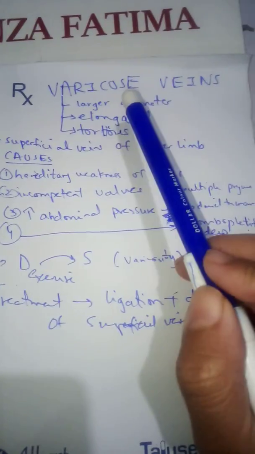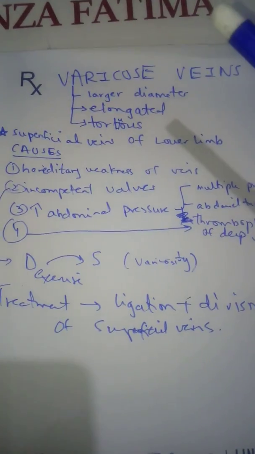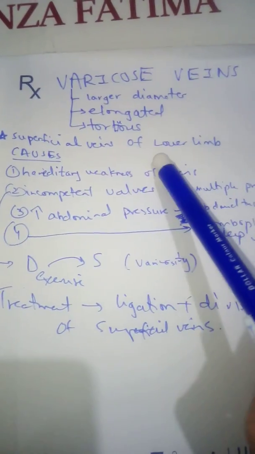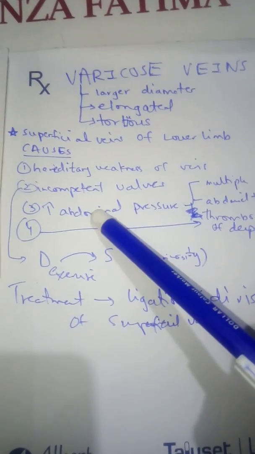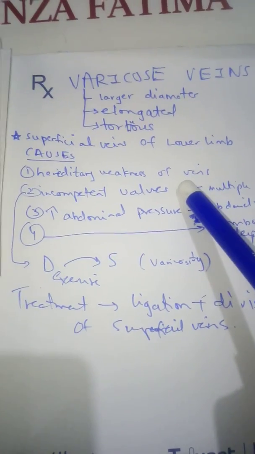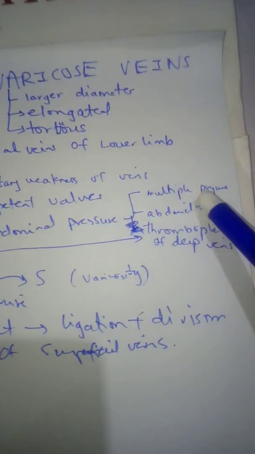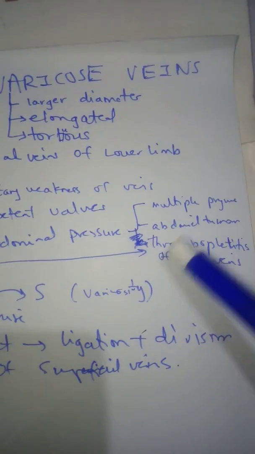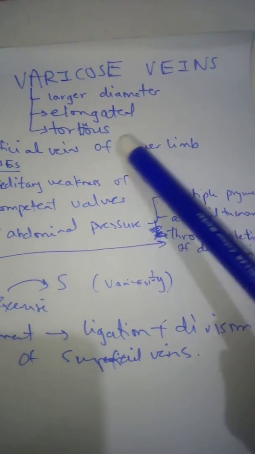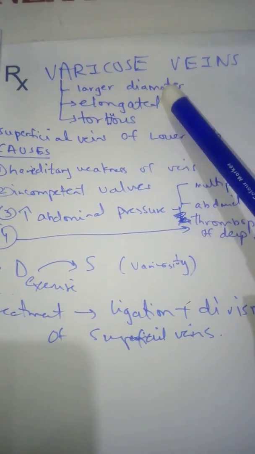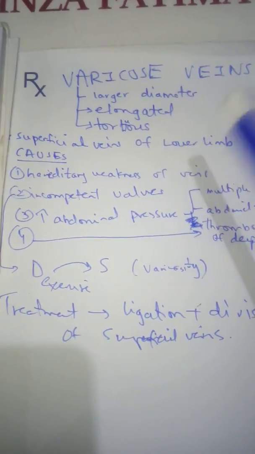This deformity is known as the varicose vein. These are also seen in esophageal varices, etc. But in the lower limb, these occur in the superficial veins. The causes are hereditary weakness of the veins or incompetent valves, and increased abdominal pressure, as when there are multiple pregnancies, or any abdominal condition that increases the pressure. This pressure is transmitted to the deep veins and hence to the superficial veins.